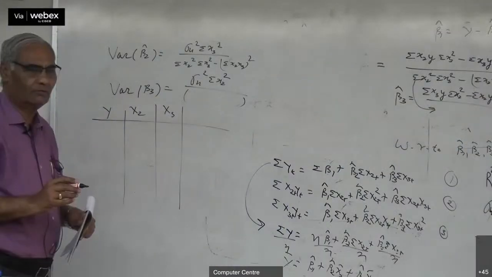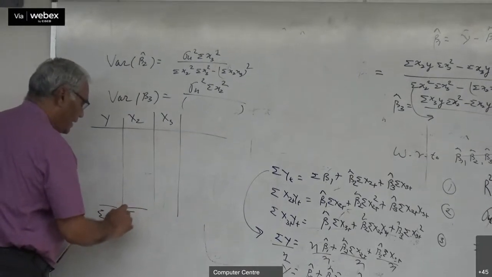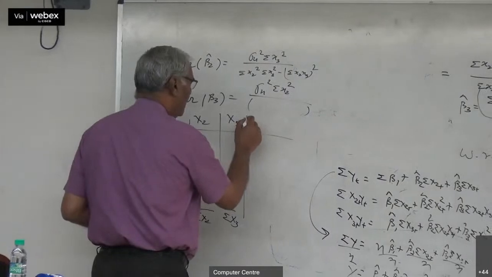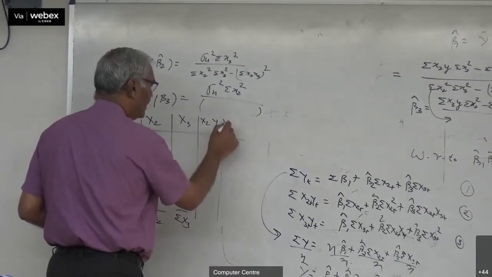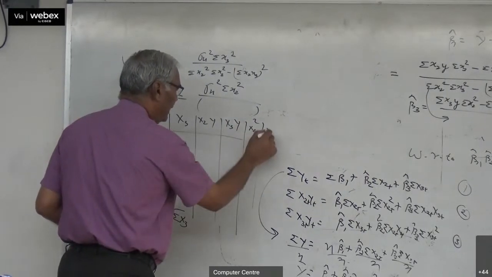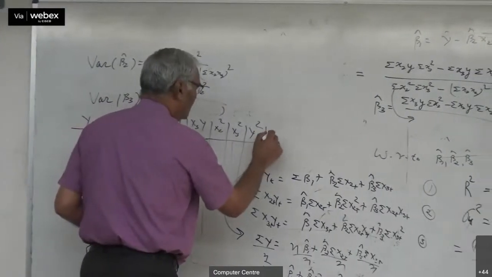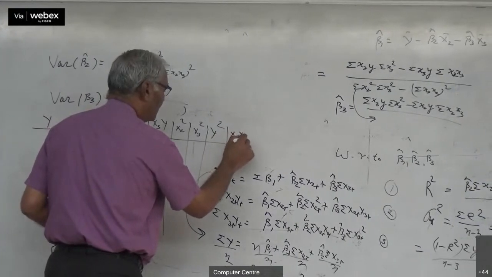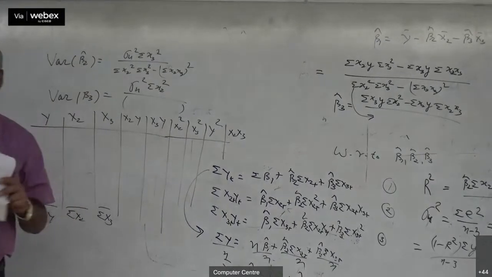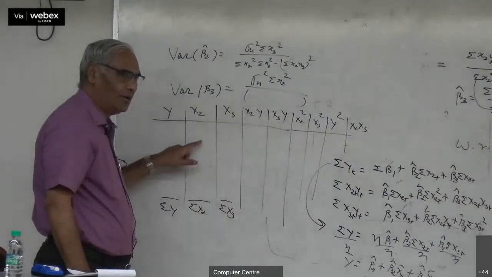So first of all, what should you do? You should work out the summation y, summation x2, summation x3. Then work out x2y, then x3y, then x2 square, then x3 square, y square, and one more column, that is summation x2 x3. Without working out the deviation, just do the calculation with the help of actual observations. So y is actual, x2 is actual, x3 is actual.